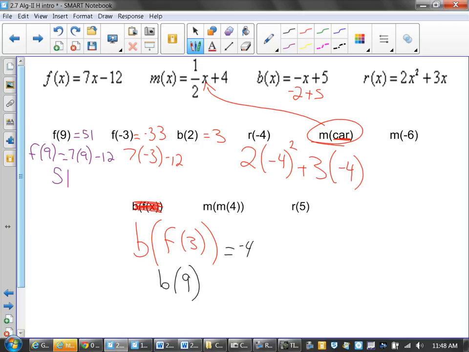So when you see those double problems with multiple letters, it's telling you to go to the innermost first, find that solution, go to the next one, find it, and continue. Same idea with that M of 4. I'm using the M equation twice, just resubstituting. Half of 4 is 2, plus 4 is 6, so I get M of 6. Half of 6 is 3, plus 4 is 7. It's just telling you to start in the innermost and work your way out.